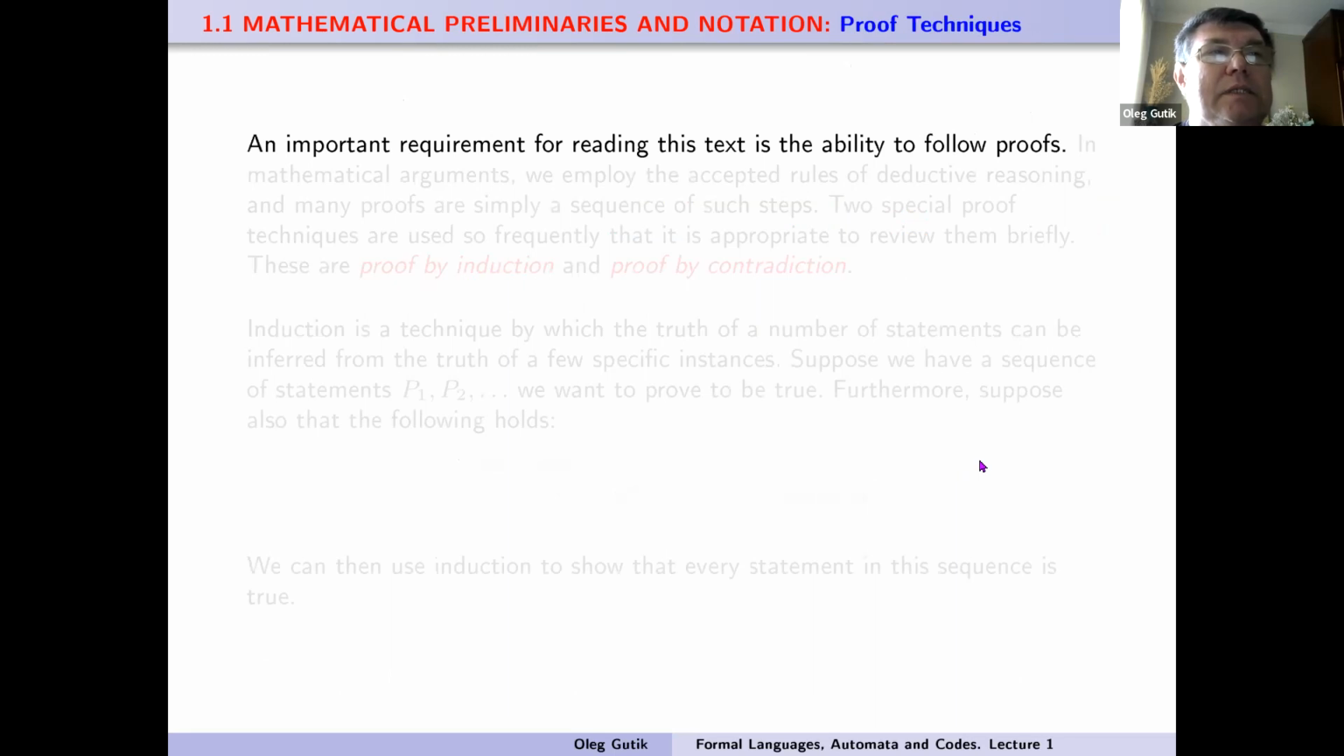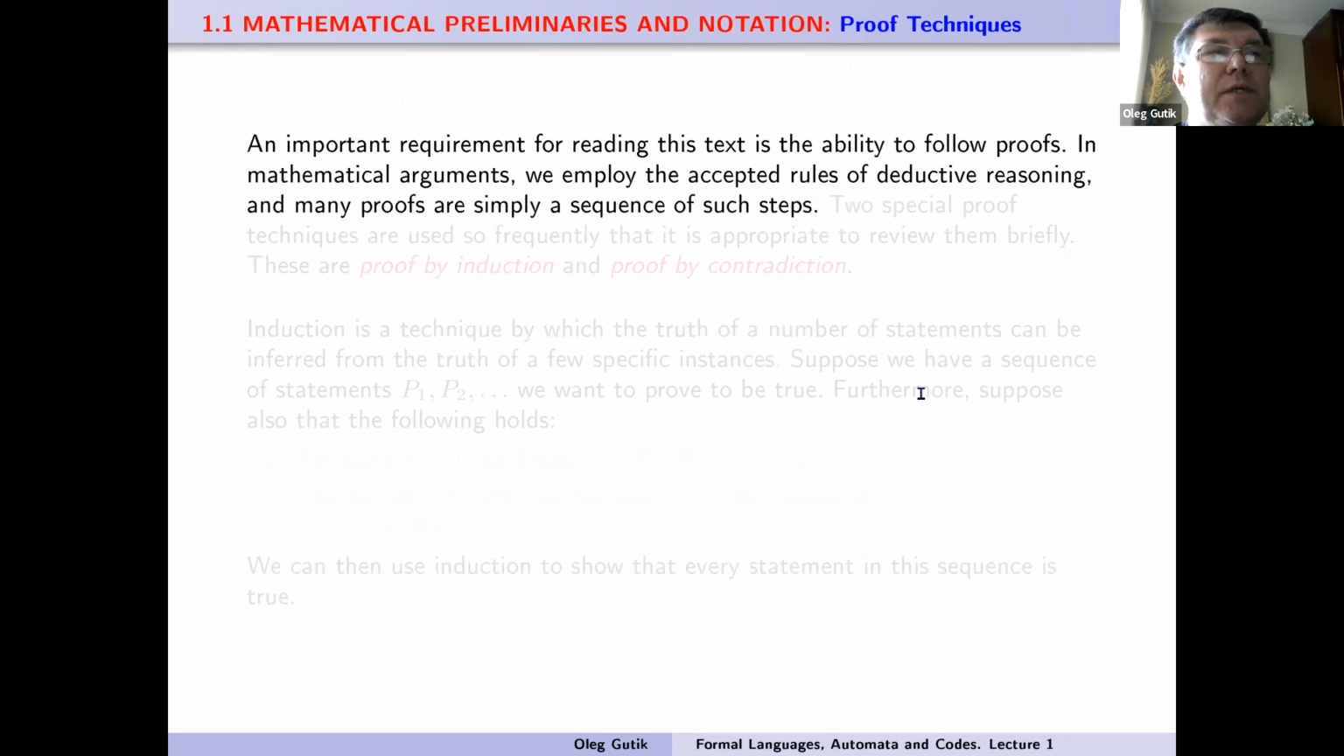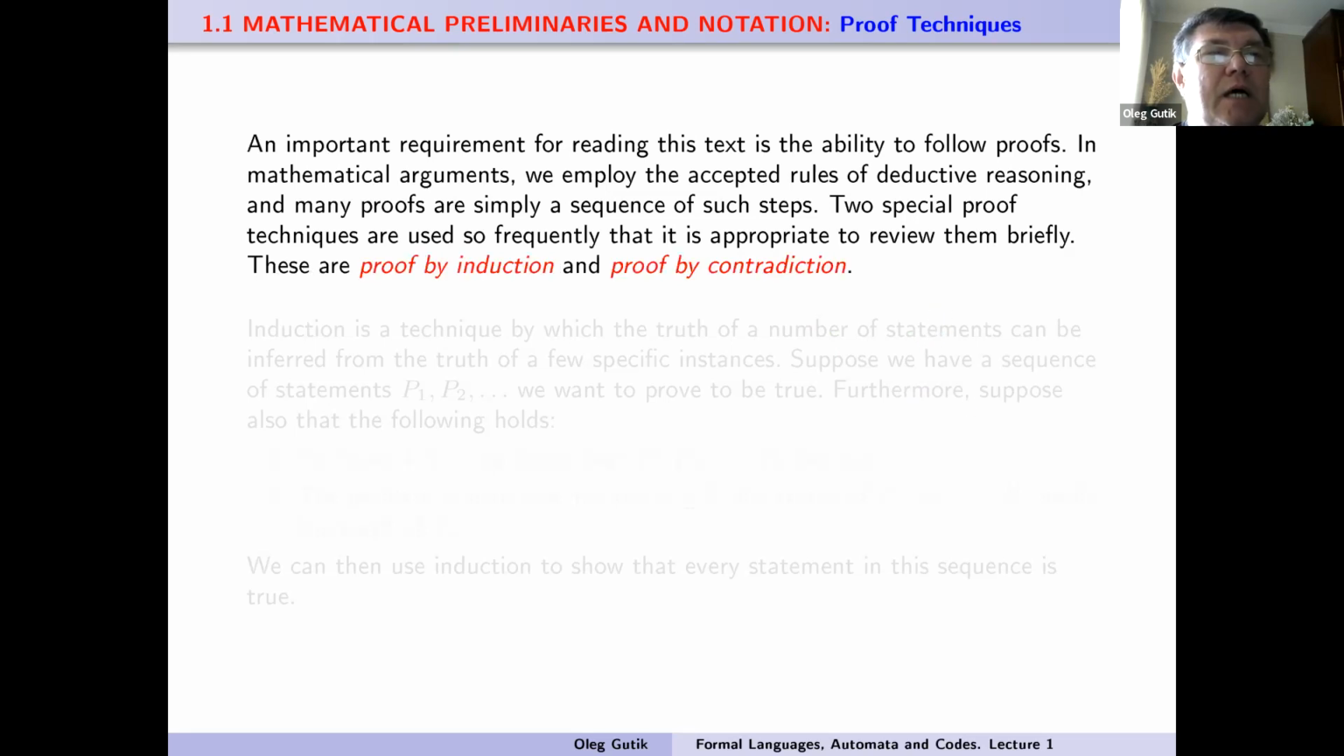An important requirement for reading this text is the ability to follow proofs. In a mathematical argument, we apply the accepted rules of deductive reasoning, and many proofs are simply a sequence of such steps. Two special proof techniques are used so frequently that it is appropriate to review them briefly. These are proof by induction and proof by contradiction.